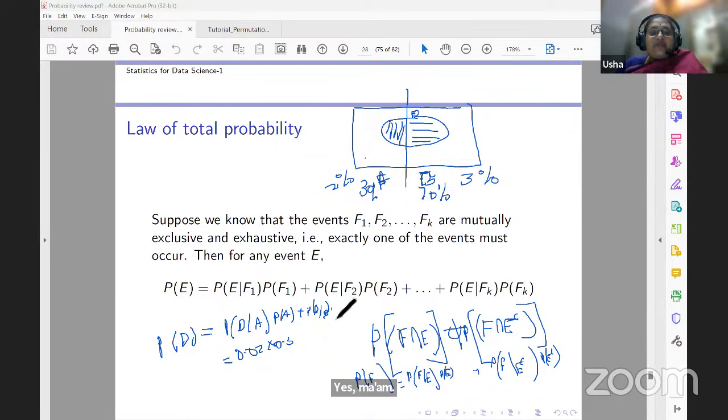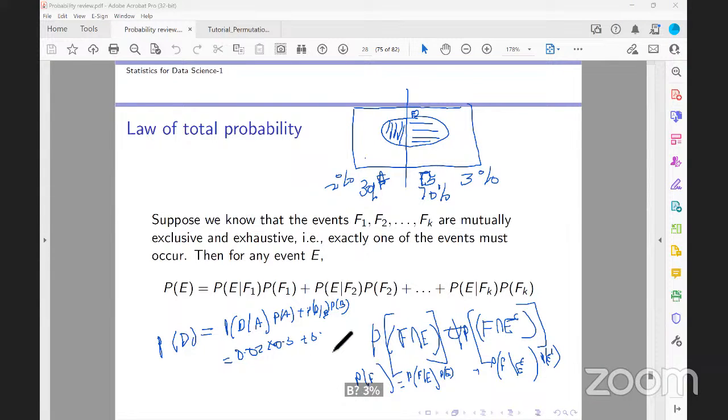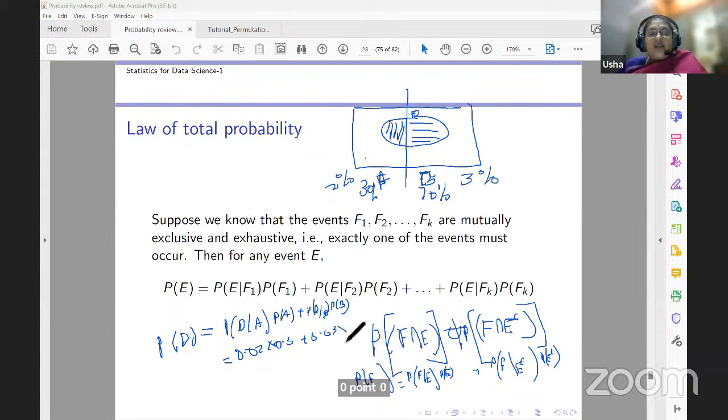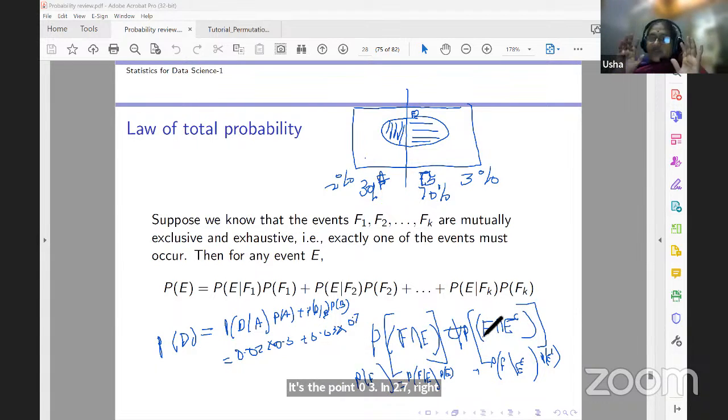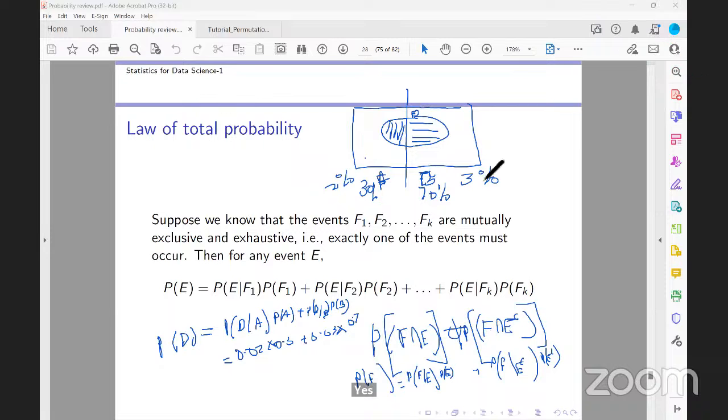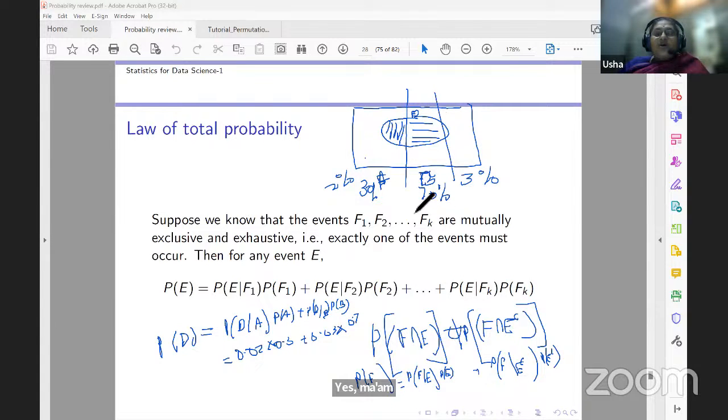into the probability of B. What is the probability of D coming from B? 3%, right? 0.03, into 0.7, right? So this is the chance of it being defective. So far it is clear. This is what is called the law of total probability.